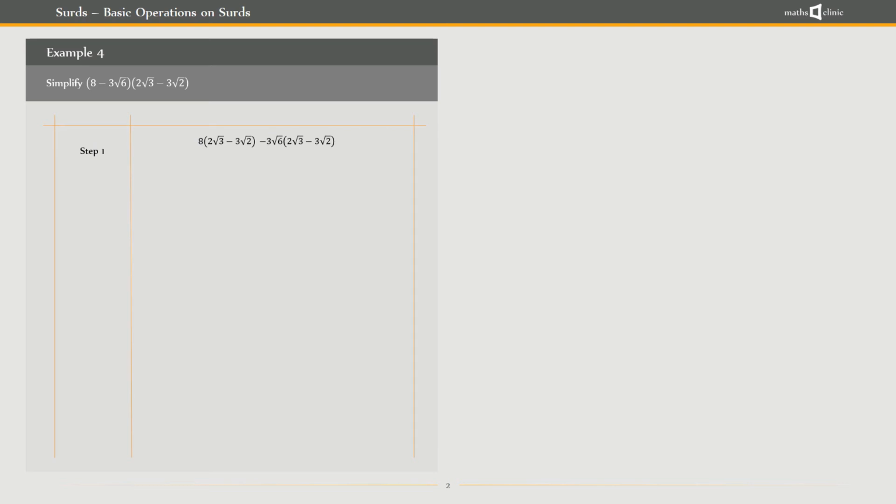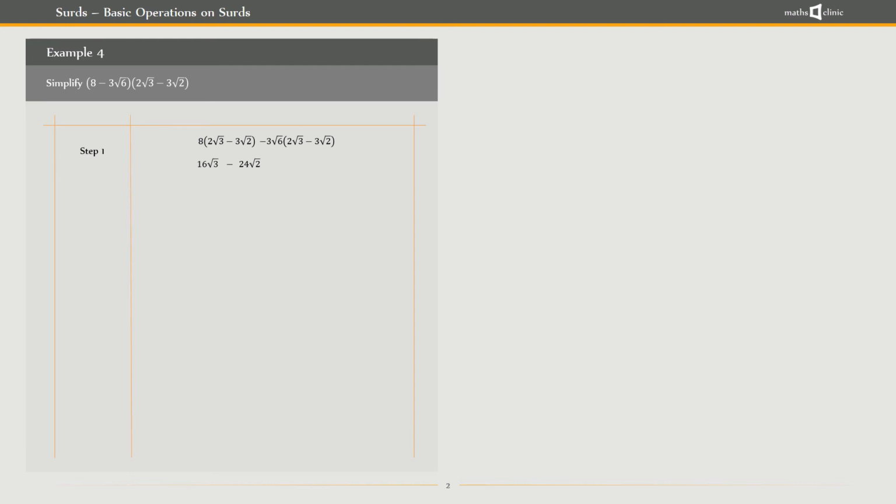And then when we expand that out, 8 times 2 root 3 is 16 root 3. That's 8 times 2, 16 root 3. And then we have minus 8 times 3, which is 24, so we have minus 24 root 2 there. Okay, and let's move to the minus 3 root 6.